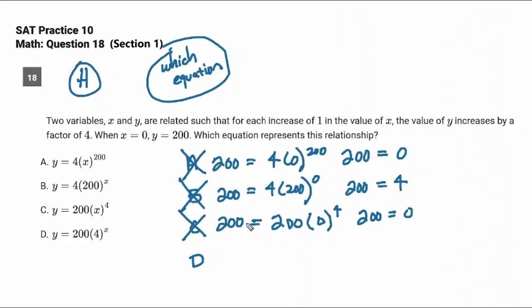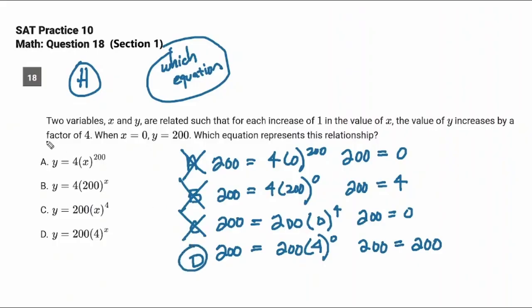Go on. All right, let's see if the last one works. Y 200 equals 200 times 4 to the x. What's x? 0. All right, what's anything to the 0 power? It's 1. So this is 200 equals 200 times 4 to the 0 power, which is 1. So 200 times 1, that's 200. That works. That's the answer. This first sentence didn't matter. All we had to do is plug in these numbers, get it right, and move on.